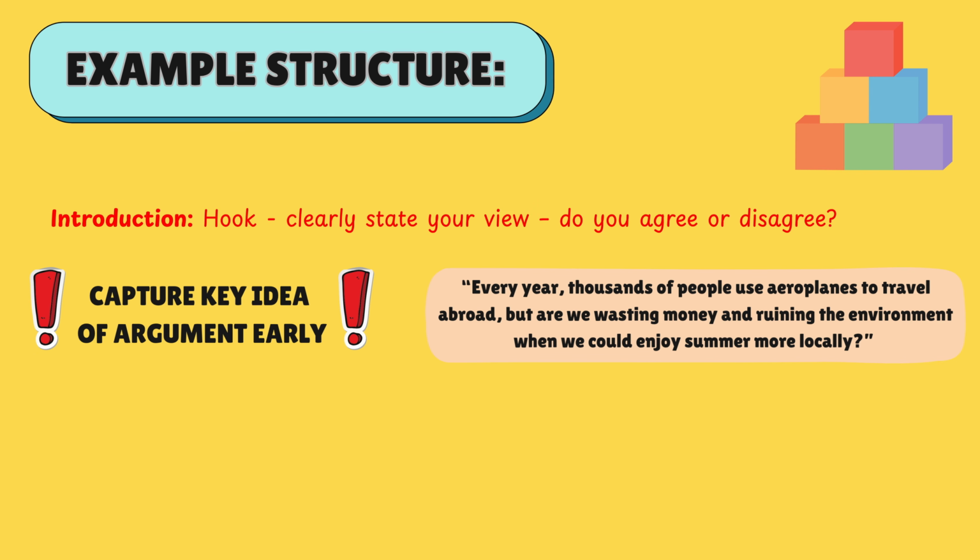An example might be something like, "Every year thousands of people use airplanes to travel abroad, but are we wasting money and ruining the environment when we could enjoy summer more locally?" You can see how this indicates what the writing will be discussing, and through the tone of the rhetorical question, the student has already taken a side of the argument which they'll go on to discuss in the rest of their response. My one key tip would be to make sure that you don't say I agree or I disagree, because you're writing in a format where you wouldn't usually do that, so try to make sure that you start with something that aligns with the format that you're being asked to write in.